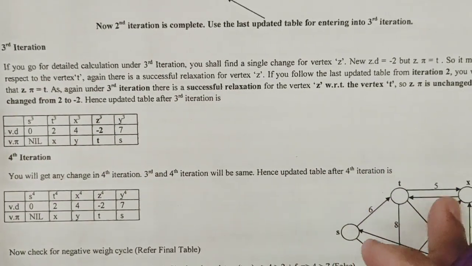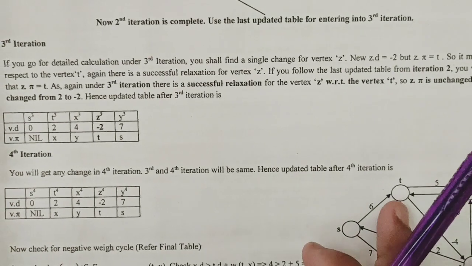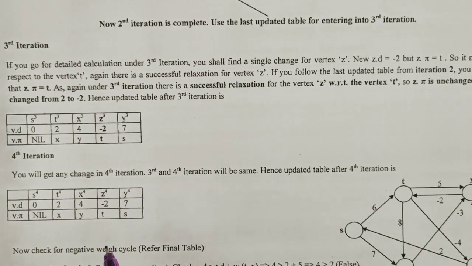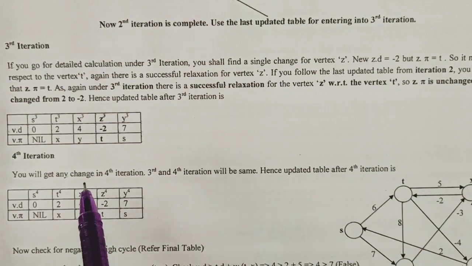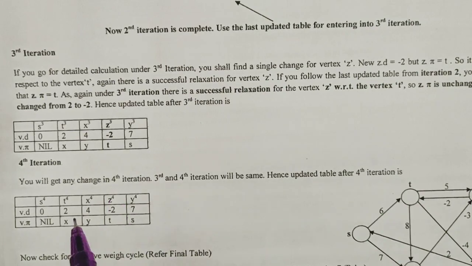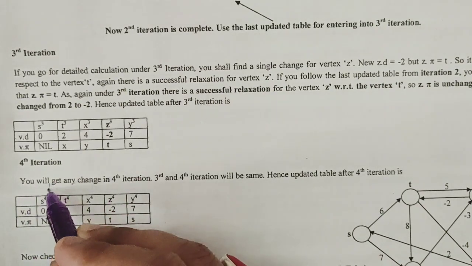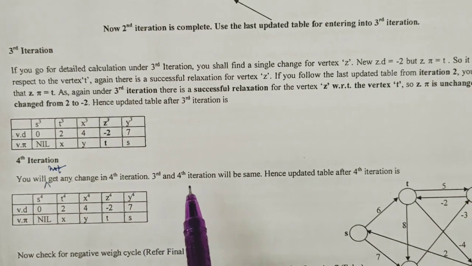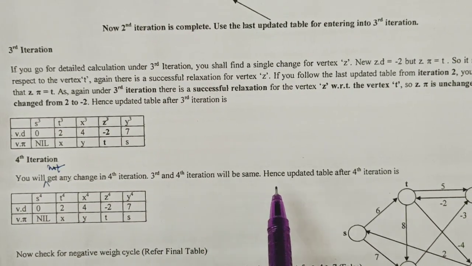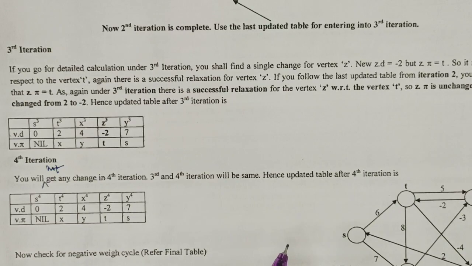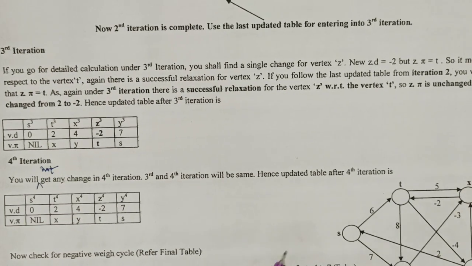And I have calculated the fourth iteration also, and in the fourth iteration I have found no change. That means no successful relaxation. You will not get any change in the fourth iteration. Third and fourth iteration will be same. Hence the updated table after the fourth iteration is same as the updated table at the third iteration. Okay, you will not get any change in the fourth iteration.